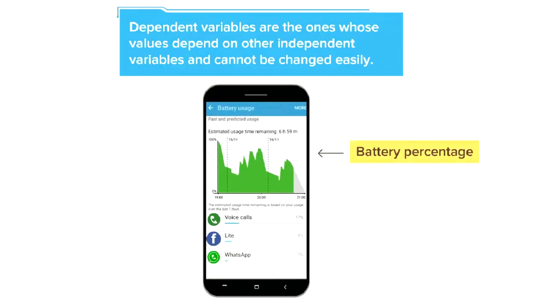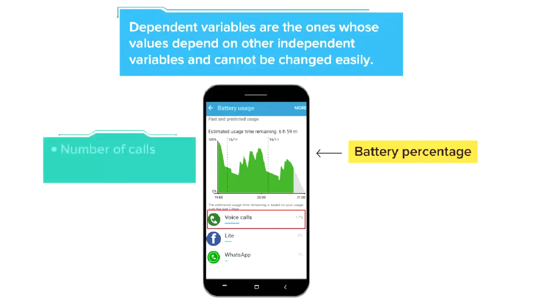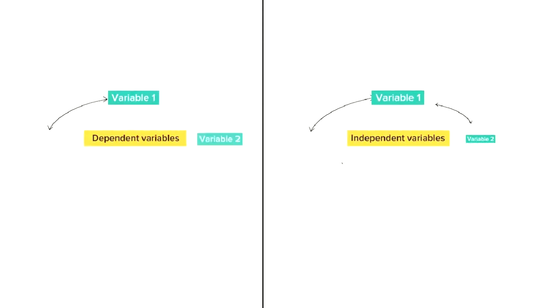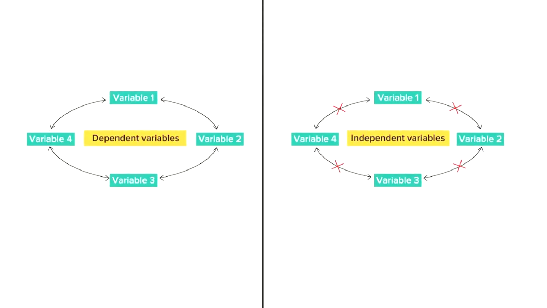For example, the battery percentage of your smartphone will depend on a lot of factors including the number of calls made or the duration of the calls. This variable, that is battery percentage, is a dependent variable whose values would depend on the number of calls and the duration of calls, which are independent variables. We will deal with dependent and independent variables while we learn about the machine learning models later in the training. The diagram given here shows the difference between dependent and independent variables.